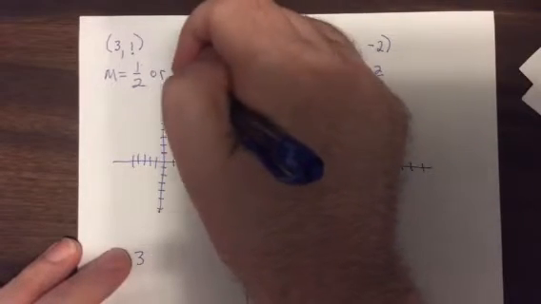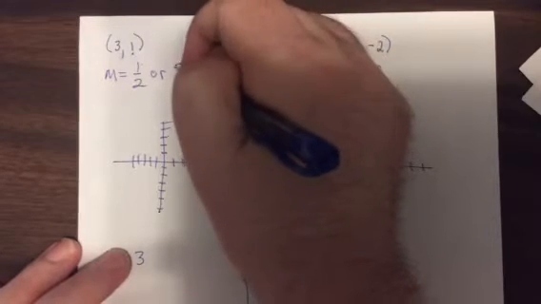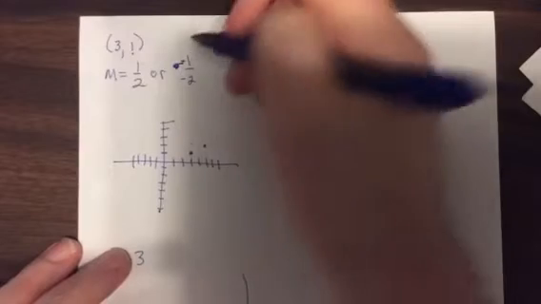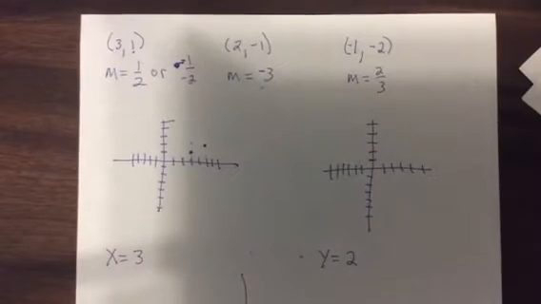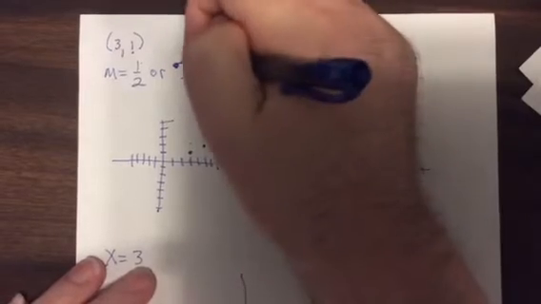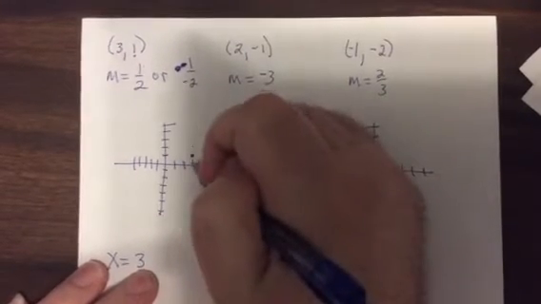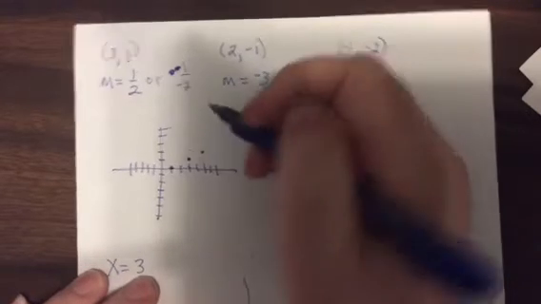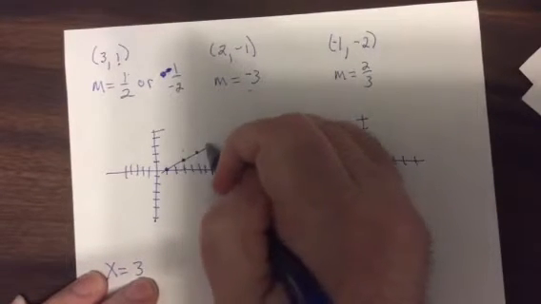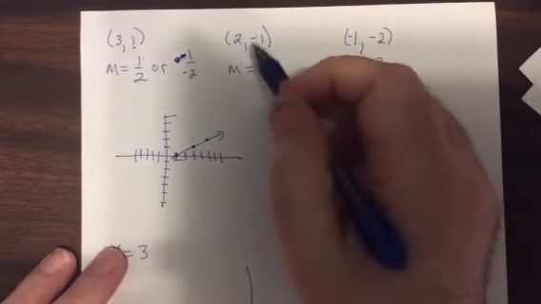Now, we don't have to, but we could change that to -1 over -2. I wrote that poorly, very sloppy. Sorry about that. Which would be down 1, left 2. Then connect the dots. So I'm going to draw this on the same graph.